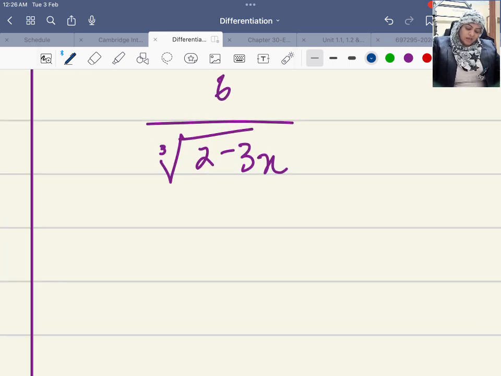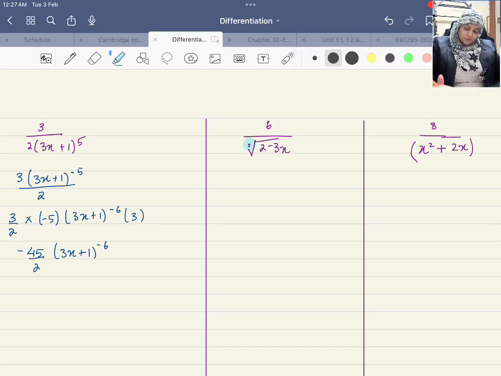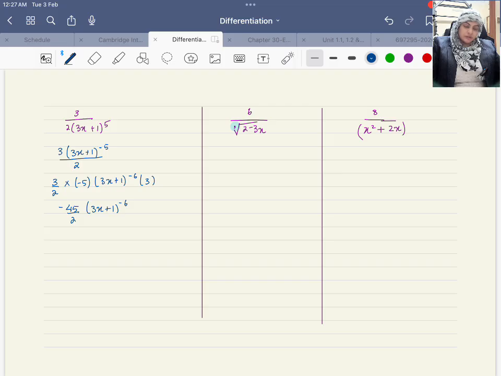Next, we have a third root in the denominator. What do we do with this? We do the same thing. We bring the entire expression in the numerator. First, we change it into fractional indices. So this becomes 6 upon 2 minus 3x to the power 1 upon 3. This comes in the numerator, becomes 6 into 2 minus 3x power minus 1 upon 3.